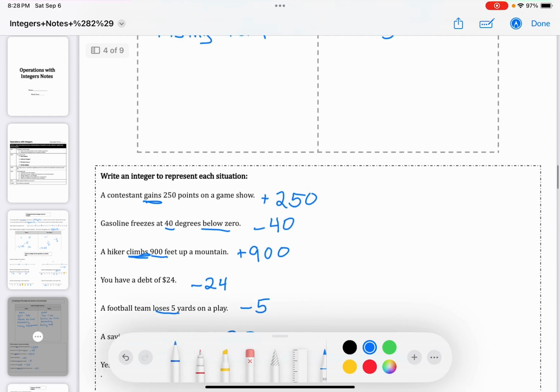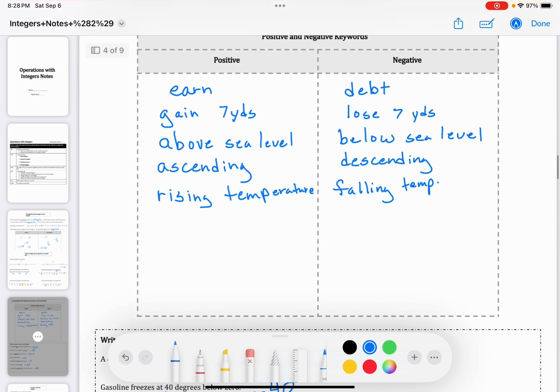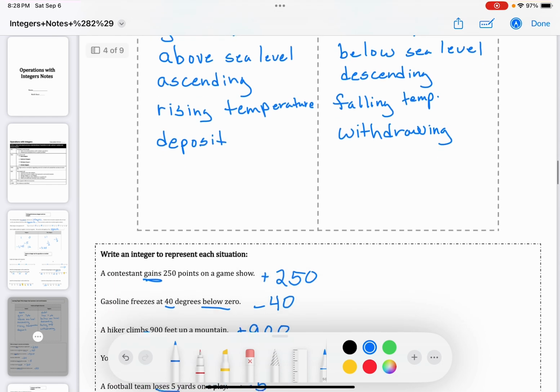Let's add those words up here to the top. So we said withdrawing money. And then the opposite of that would be adding money or making a deposit. If you deposit money into your bank account, that is adding money to your bank account. If you withdraw, that's a minus.